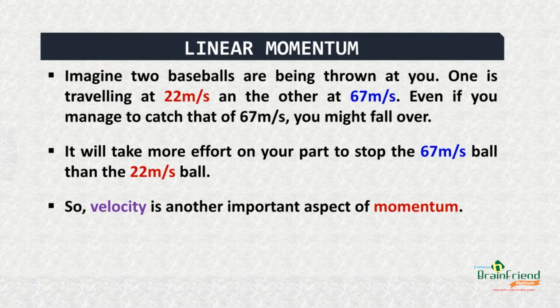Just to help you understand better, imagine 2 baseballs are being thrown at you. One is traveling at 22 meters per second and the other at 67 meters per second. Even if you manage to catch the one at 67 meters per second, you might fall over. This is because it will take more effort on your part to stop the baseball at 67 meters per second than the one at 22 meters per second. So you can see velocity is another important aspect of momentum.